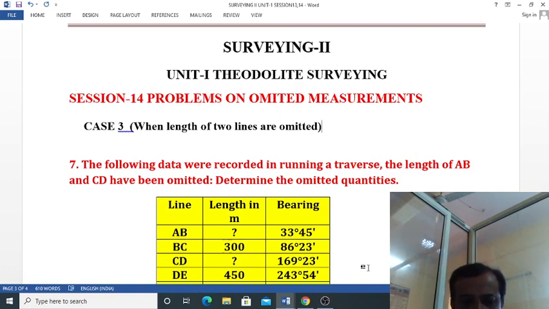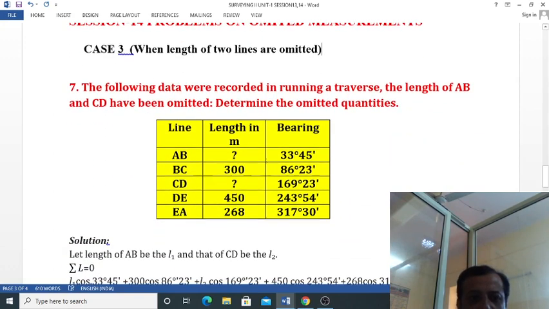In a traverse, when the lengths of two lines are omitted, how to determine those two lengths, that we will discuss in today's class. The following data were recorded in running a traverse. The lengths of AB and CD have been omitted. Determine these omitted quantities. This is the table given.